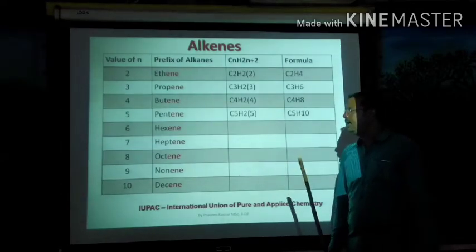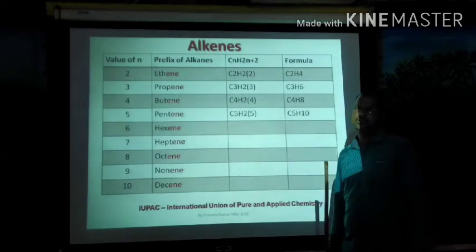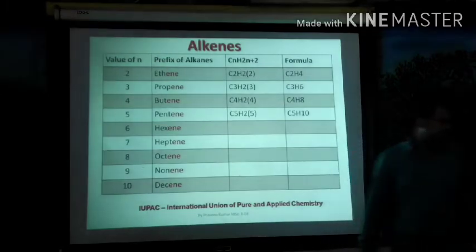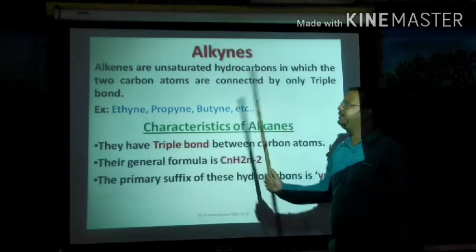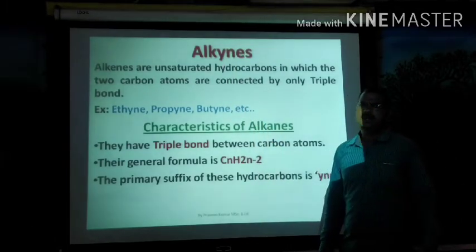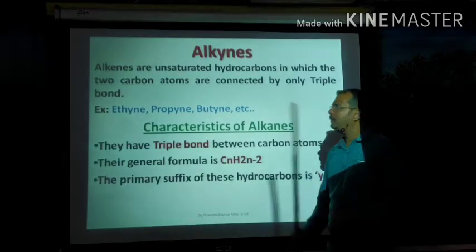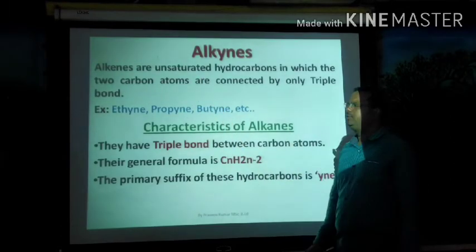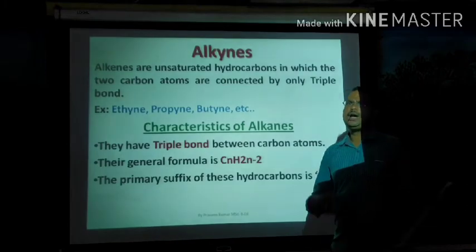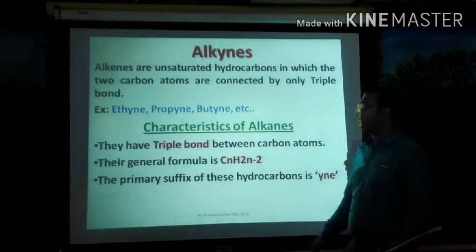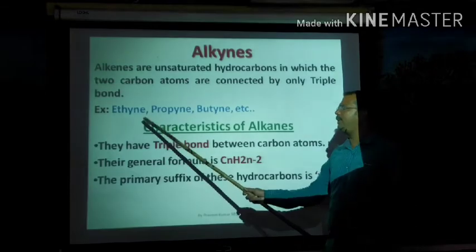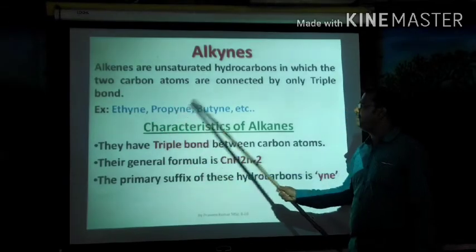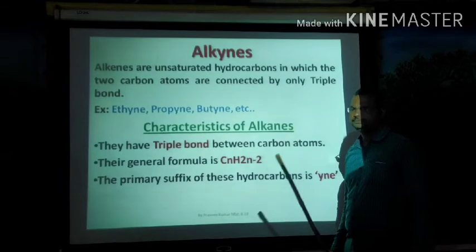Next we will go for another hydrocarbon, that is alkynes. Alkynes are another unsaturated hydrocarbon in which 2 carbon atoms are connected by a triple bond. Alkanes single bond, alkenes double bond, alkynes triple bond. Examples: ethyne, propyne, butyne, etc.